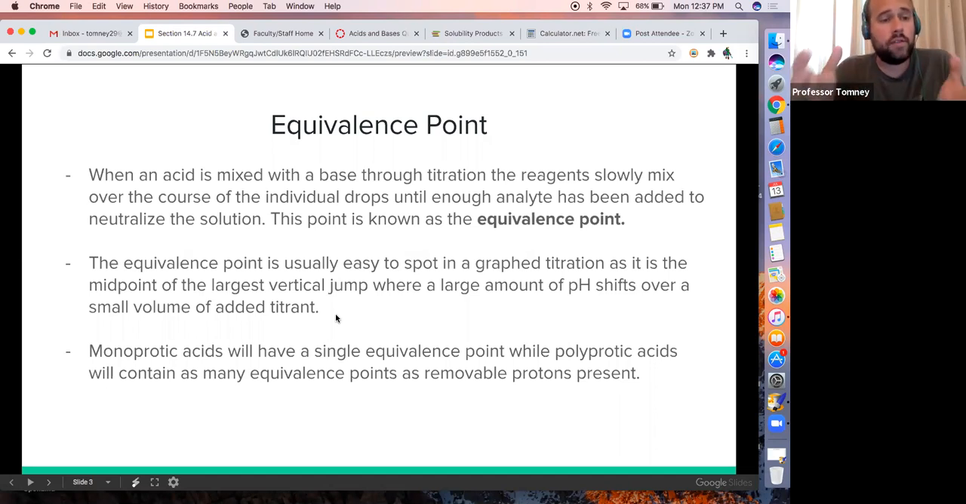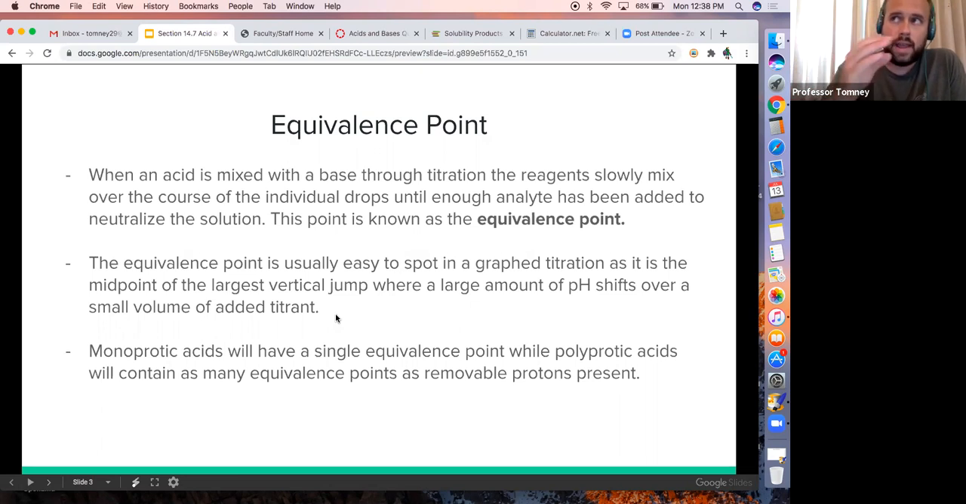So for example, if we have a weak acid, such as acetic acid, and then I'm titrating a strong base, such as sodium hydroxide, the question is, at what point do I have all of the acetic acid consumed by the amount of sodium hydroxide that's been added? So all of the acetic acid has now become the acetate ion or the conjugate base. That exact point is known as the equivalence point, okay? So when an acid is being mixed with a base and you finally hit that point, that's the equivalence point.